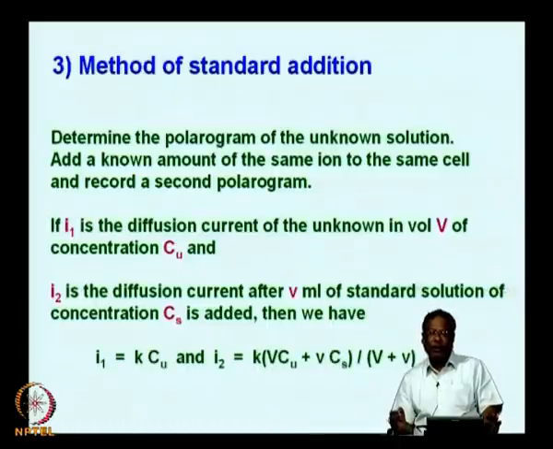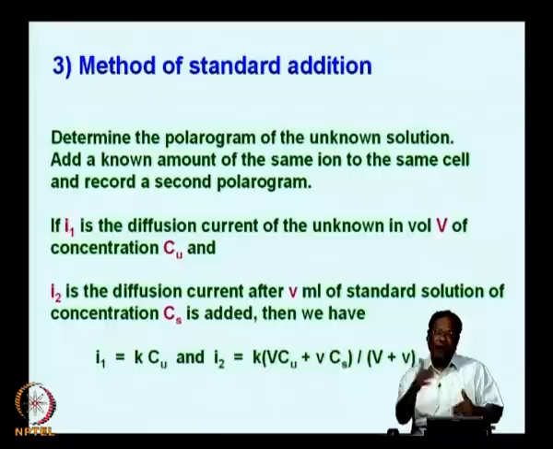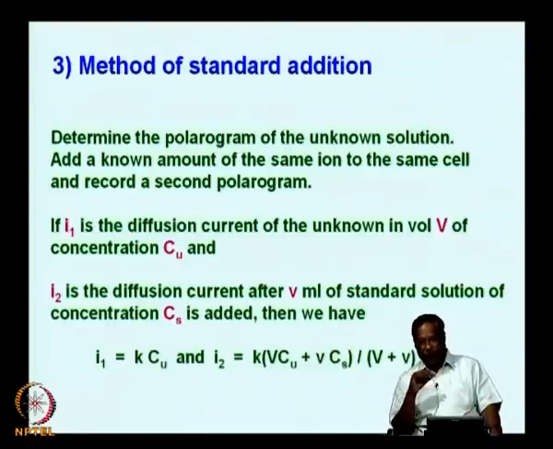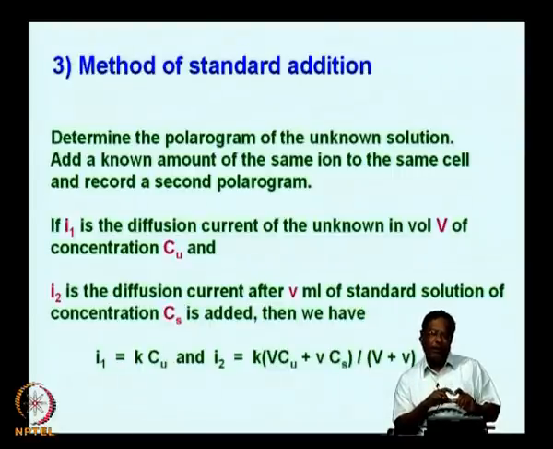As we are discussing polarography, we have to determine the polarogram of the unknown solution. That means you determine the wave height of an unknown solution, and then take the same unknown solution, add a known amount of the same ion to the same cell and record a second polarogram. That means first you are taking the unknown sample and determining the polarogram as usual. Then you are taking the same amount of the solution again in another beaker, and to that you are adding a known amount of the standard solution.